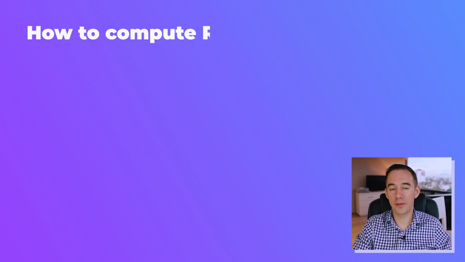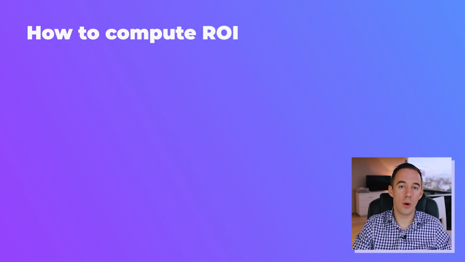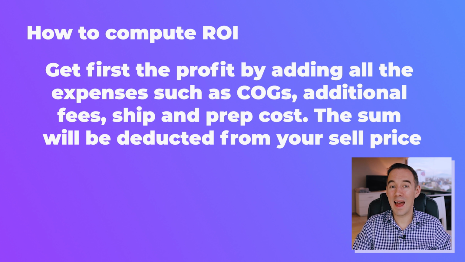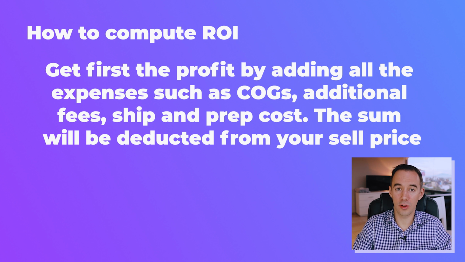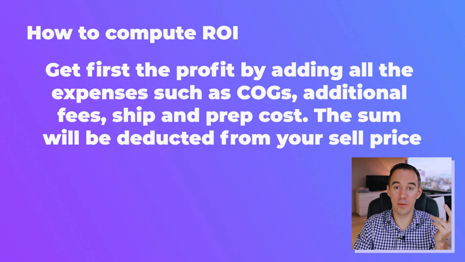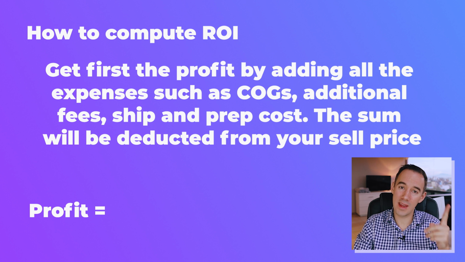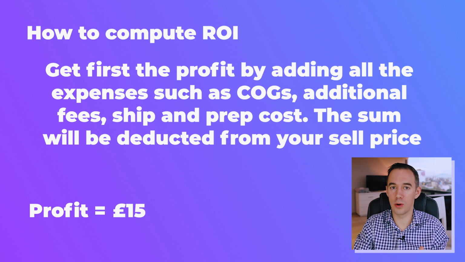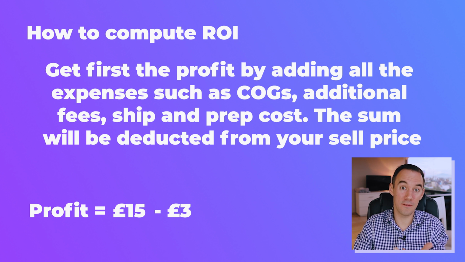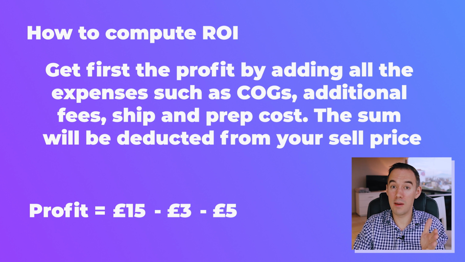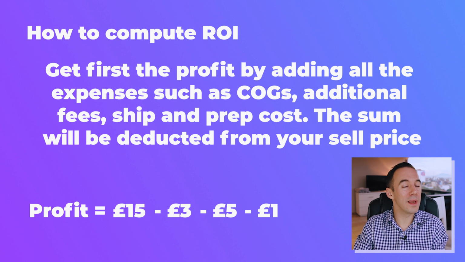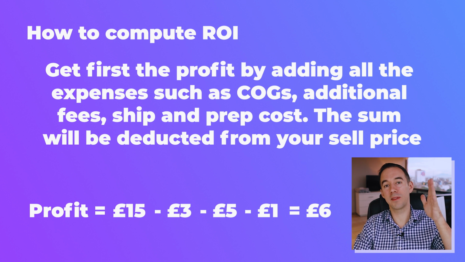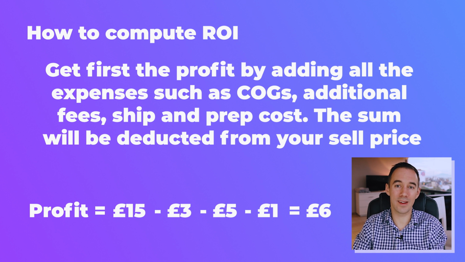So let's go through it now. How do we compute our ROI? Well, first of all, let's get the profit by adding all the expenses together, such as the cost of goods and the additional fees, such as prep and ship costs. The sum will be deducted from the selling price. So let's do that now. Profit equals £15, remember that's what it's sold for, minus 3, which is the fees from Amazon. Then we minus 5, which is the cost of goods, and then we minus the £1, which is the prep and the ship to Amazon cost. So what are we left with? Well, we're left with £6. So buy something for 5, sell it for 15, we make £6 profit after all fees and all costs.